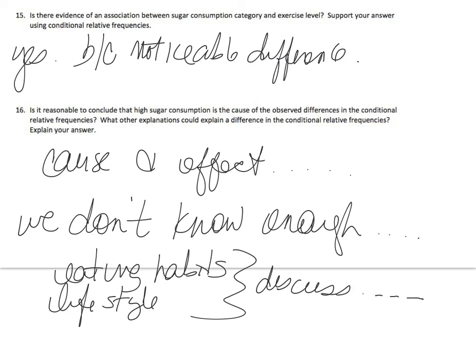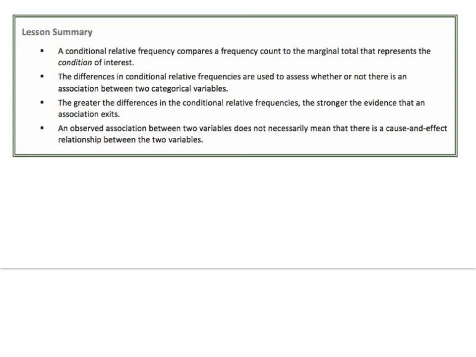Yeah. All right. To summarize, a conditional relative frequency compares frequency count to marginal total. Okay, that represents the condition of interest. The differences in conditional relative frequencies are used to assess whether or not there's an association. The greater the differences, the stronger the association. An observed association between two variables doesn't necessarily mean there's cause and effect between the two variables. Okay, awesome, good work.